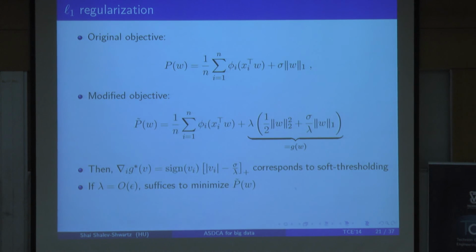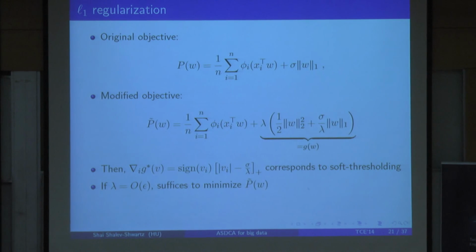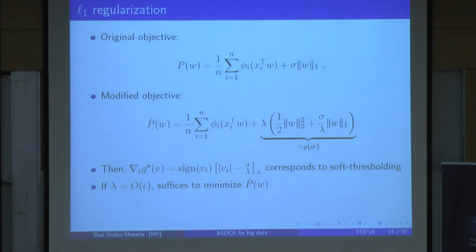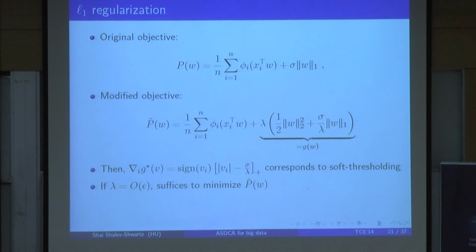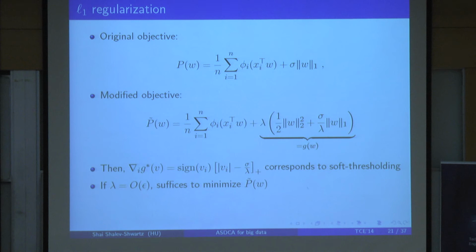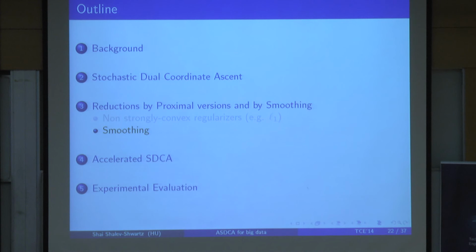Okay, so suppose you want to use this algorithm for L1 regularization rather than L2 regularization, just as an example. What you can do is add a slight L2 regularization, and everything works, and you can prove that if you add order of epsilon L2 regularization, then solving the regularized problem is the same as the original problem. For L1 regularization, it gives soft thresholding. The algorithm is still very, very simple. So this is one type of reduction.